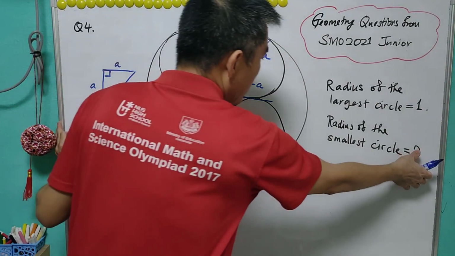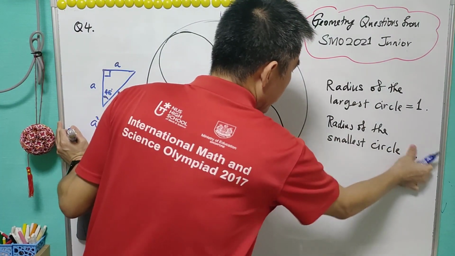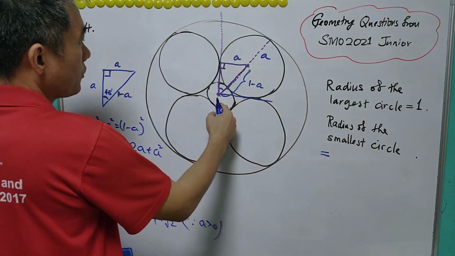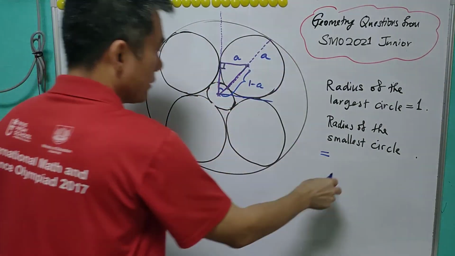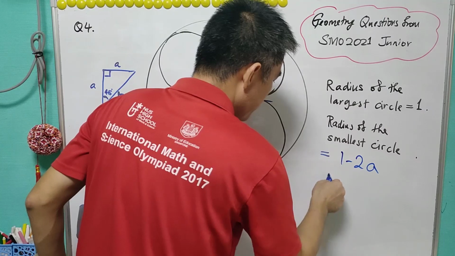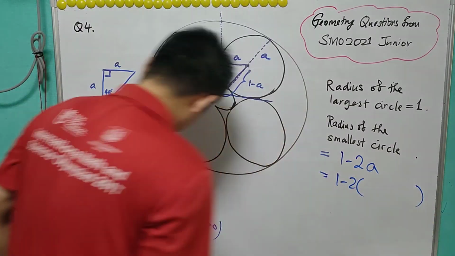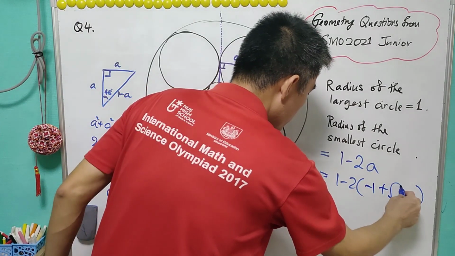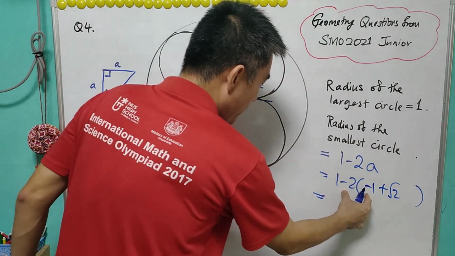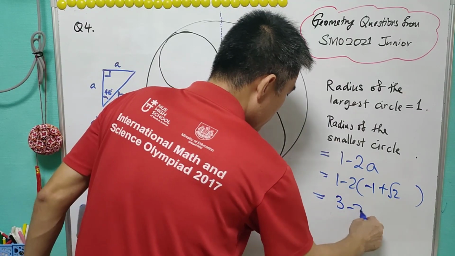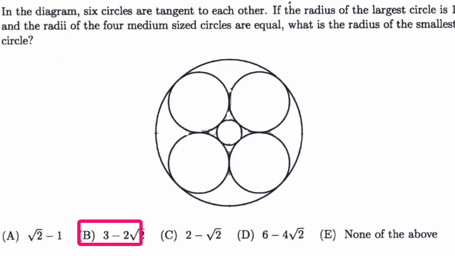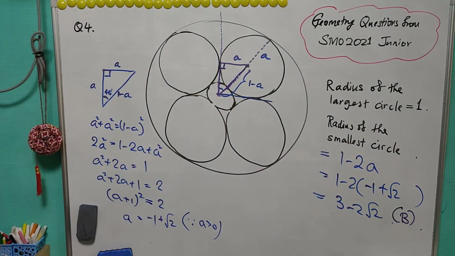Now we are asked to find the radius of the smaller circle. Then obviously it will be equal to 1 minus 2A. And A is equal to negative 1 plus square root 2. So it will be 1 plus 2, that is 3, minus 2 square root 2. From the options that we have, the answer should be B. So B is the answer for question 4.